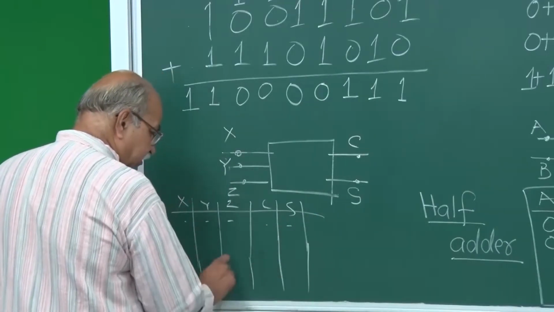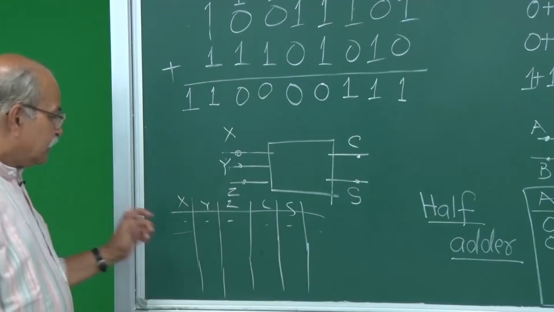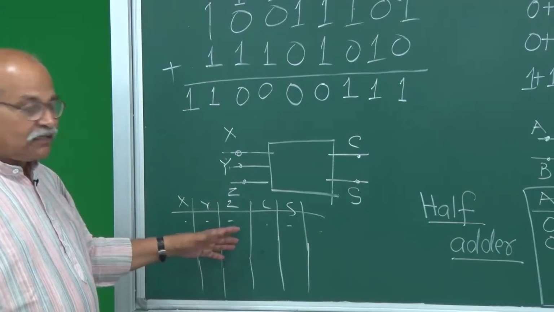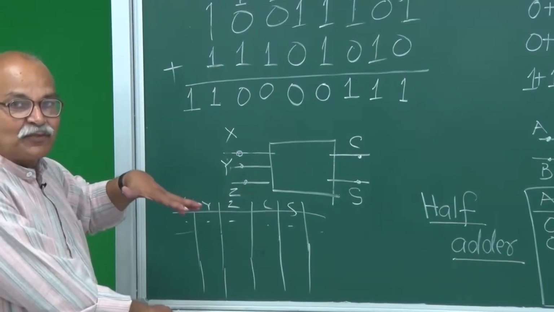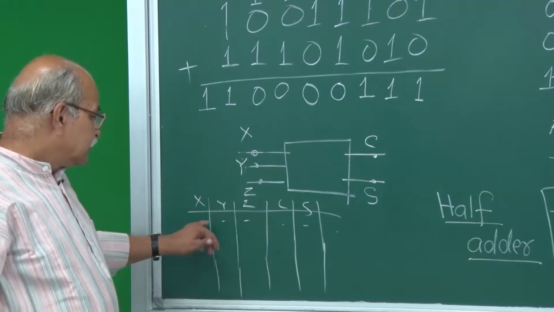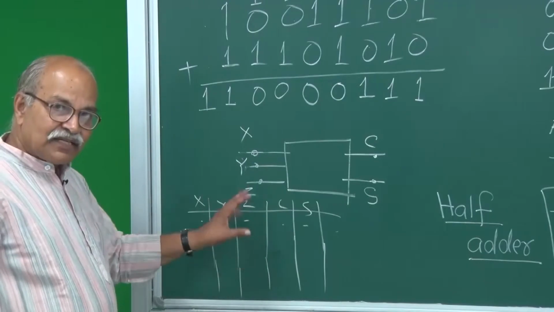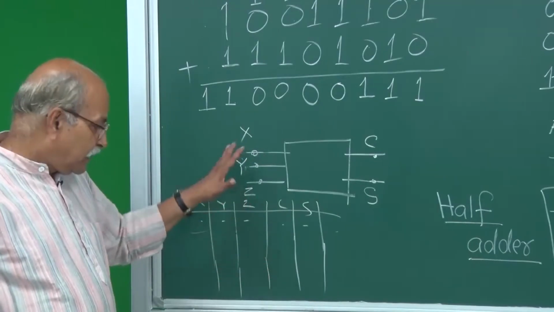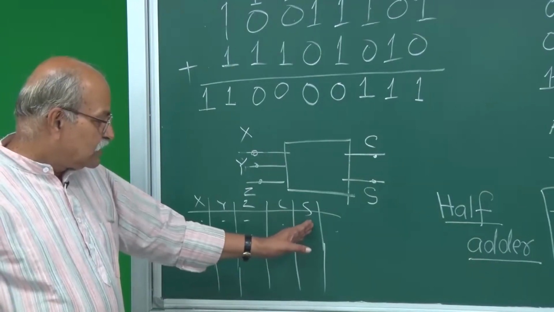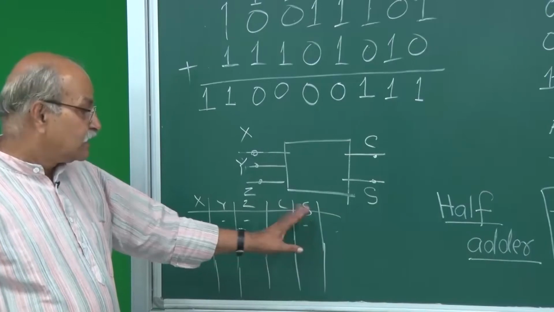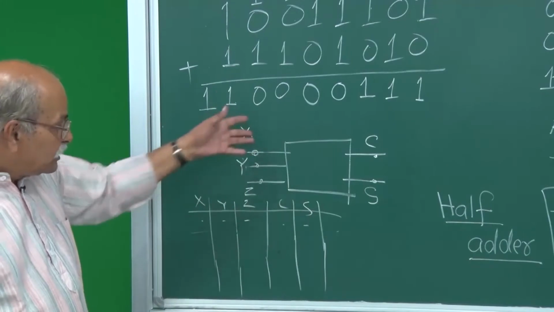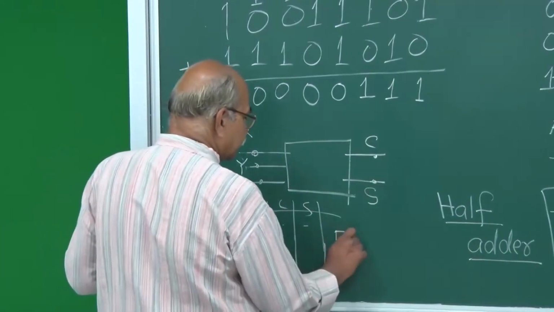How many rows will be there? There are 3 inputs. Each input can be 0 or 1. So all those combinations are to be written. All those combinations are to be exhausted. 0, 0, 1, 0, 0, 0. So 8 rows, and for each row you know how much is C and how much is S, and that kind of truth table, that kind of circuit which can do this, that is known as full adder.